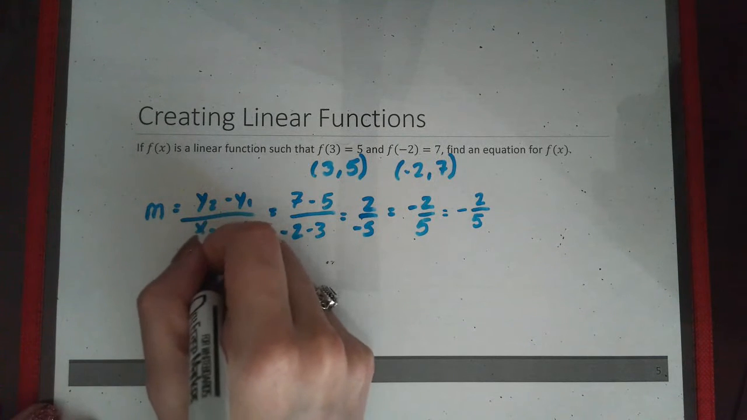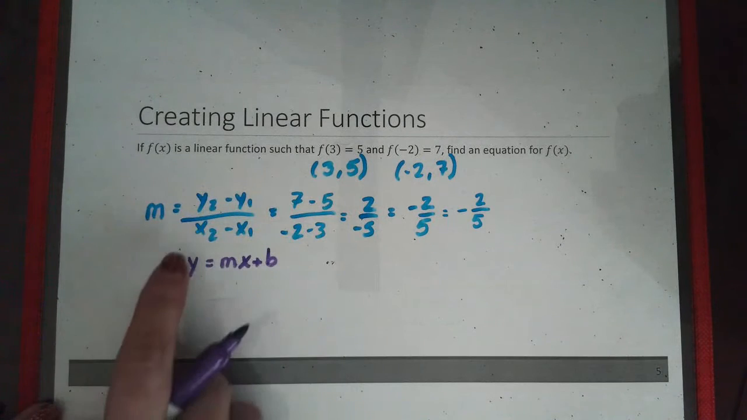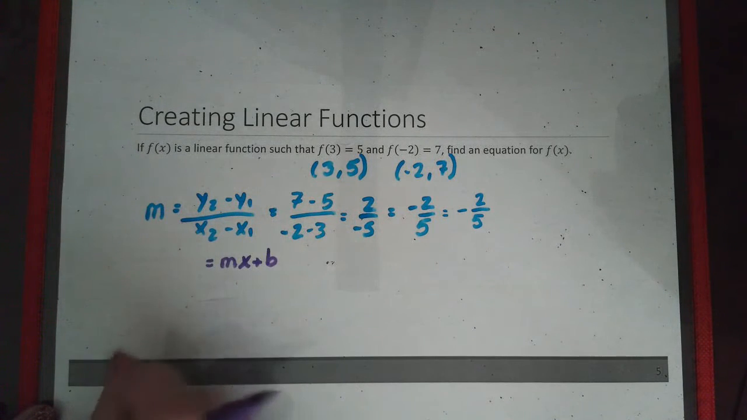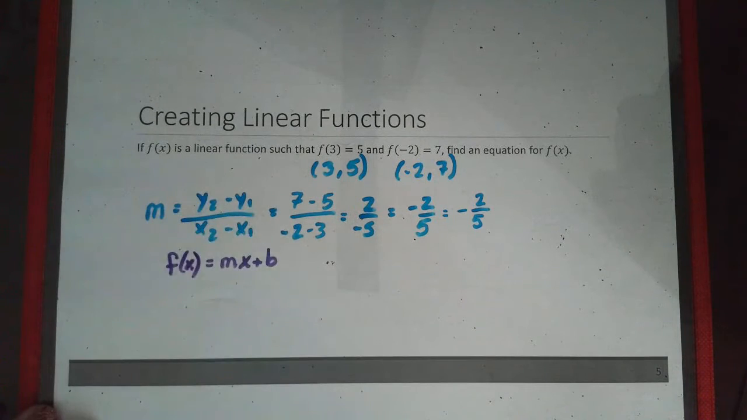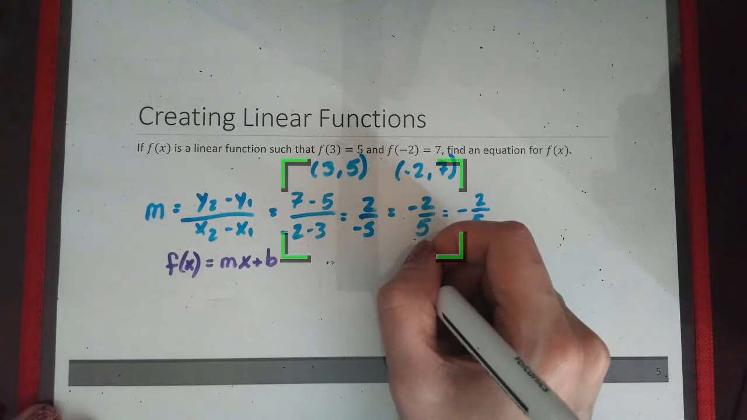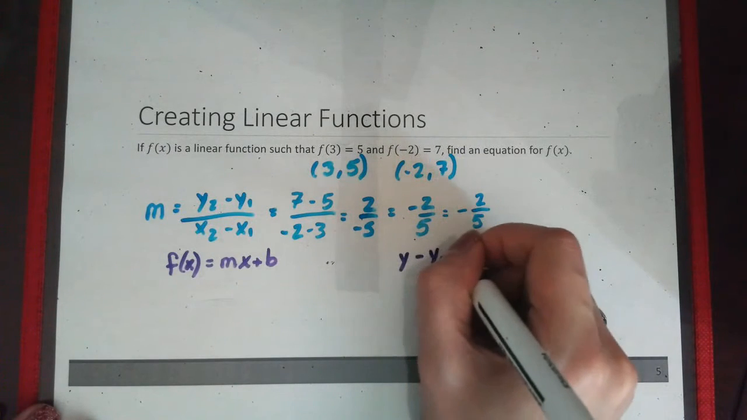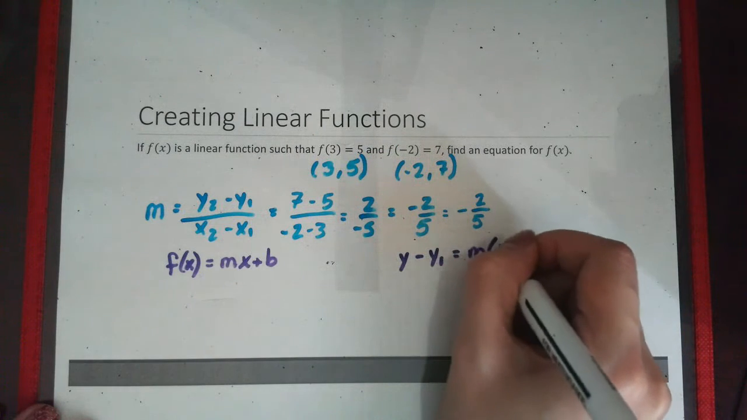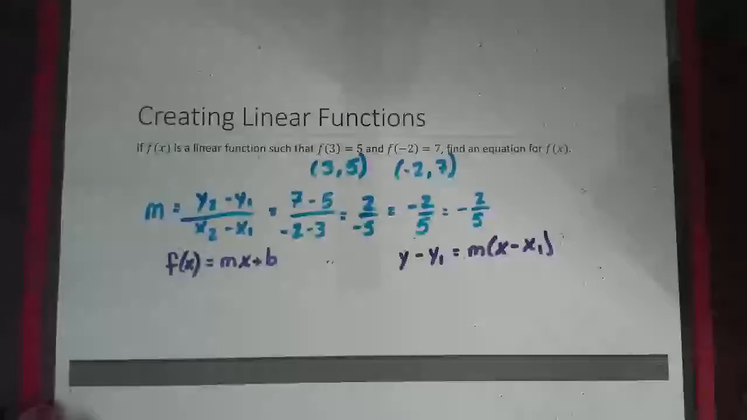Some people prefer to use y equals mx plus b. But realistically, because we're writing a function, let's use function notation, so f of x. The other form we have is point slope form, which is y minus y1 equals m times x minus x1. Either way, we're going to get to the same place. So let me show you both ways through it, and then you can just pick which way you prefer.